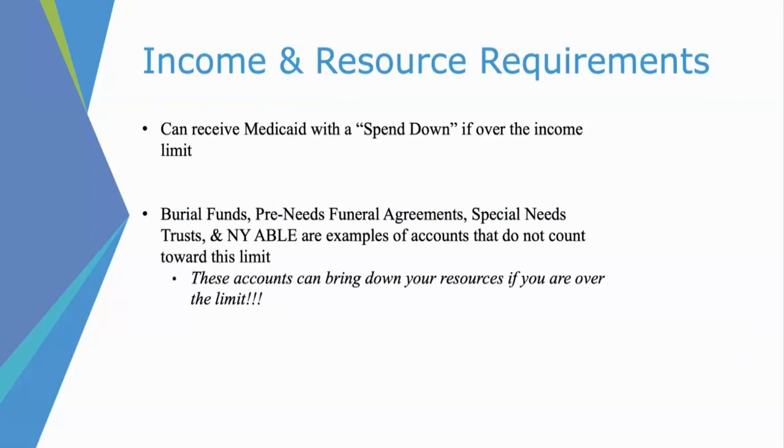Income and resource requirements. So our individuals can receive Medicaid with a spend down if they're over those income limits. There are some accounts that can help deal with spend downs, such as burial funds, pre-needs funeral agreements, special needs trusts, and New York ABLE accounts. These are examples of accounts that do not count toward the limit. Like I was saying, these accounts can bring down your resources if you are over the limit. Next slide, please.